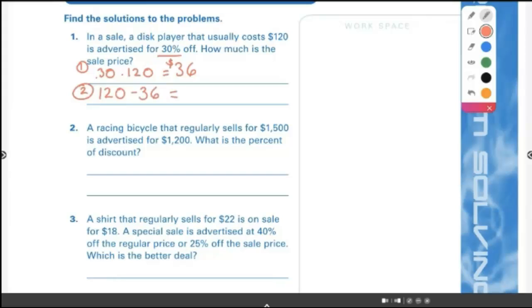And what do I get? 84. That's okay. 84, that is what you pay. $84 is what you pay. So see how there's two steps there? You would use this if you were buying something and you wanted to know how much it would cost you on sale.